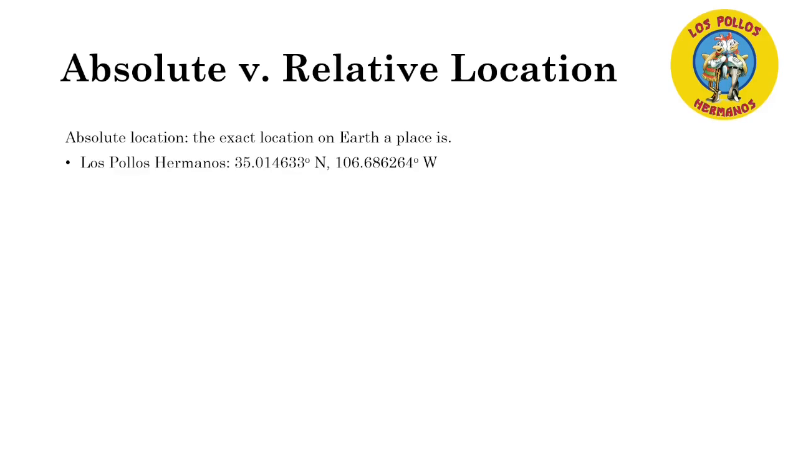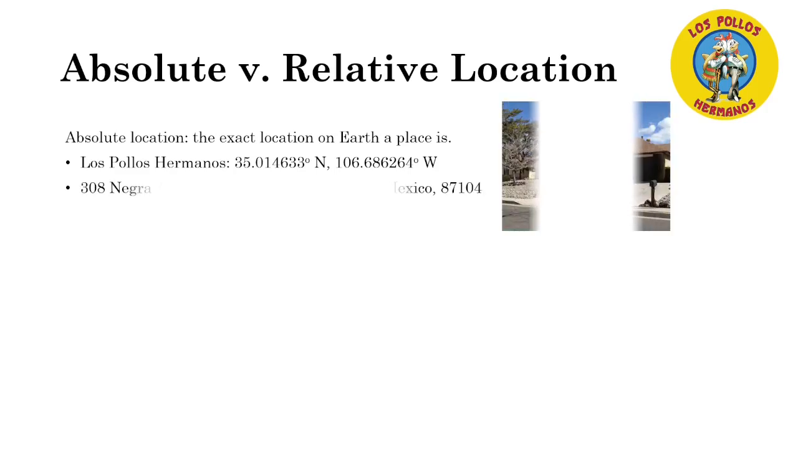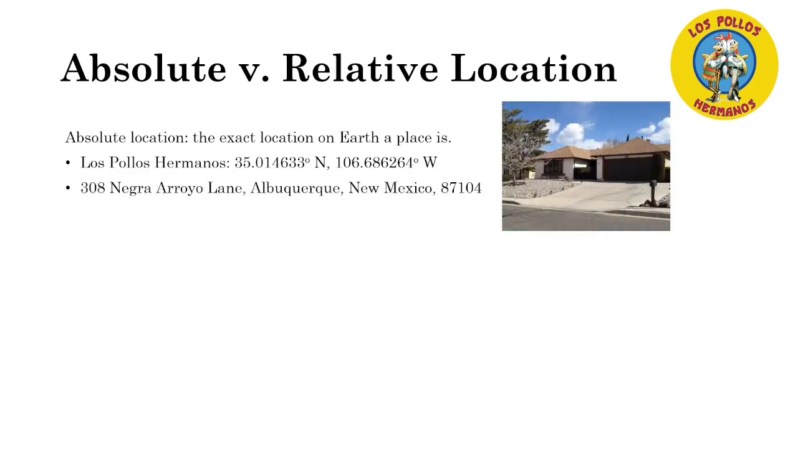So an example of this is longitude, latitude. Los Puertos Hermanos is 35 degrees north, 106 degrees west. You can also give it in the form of an address, like Walter White's house here. It doesn't have to be the whole address. You could just say the zip code. You could just say the city name. It doesn't have to be this long whole thing.